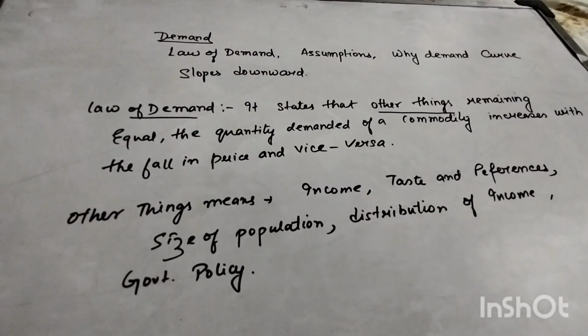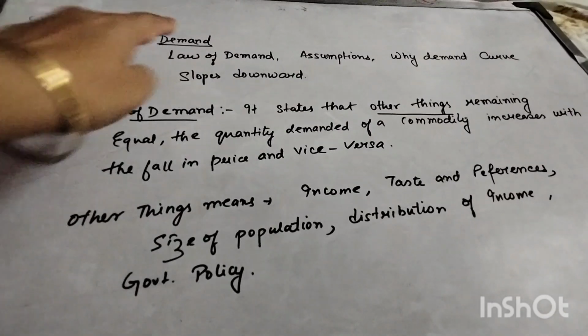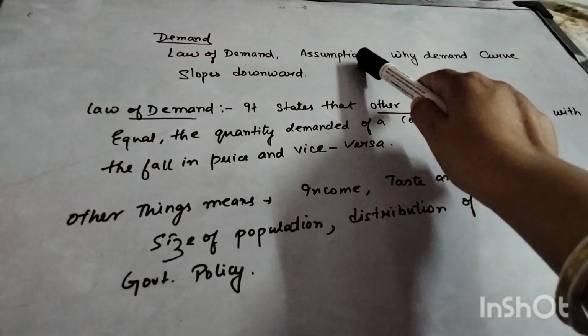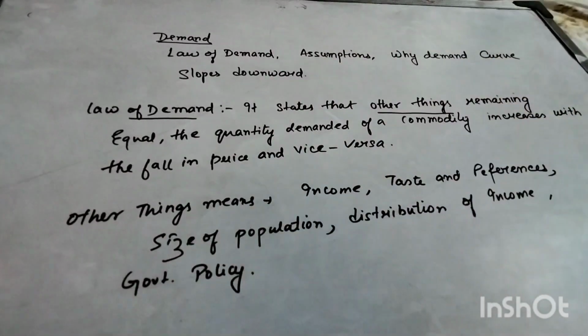So today in this class we are going to discuss demand. In this we are going to discuss the law of demand, assumptions, and why the demand curve slopes downward. We are going to discuss these three topics: law of demand, assumptions, and why the demand curve slopes downward.